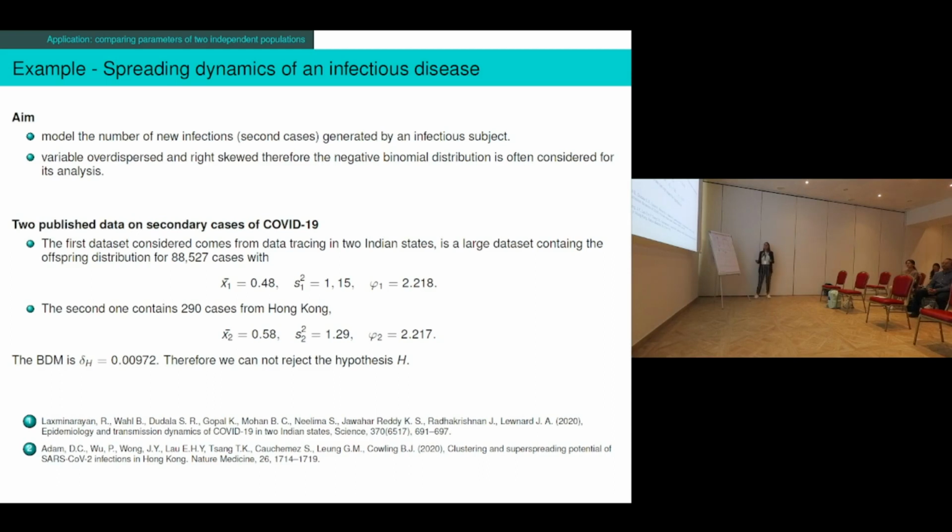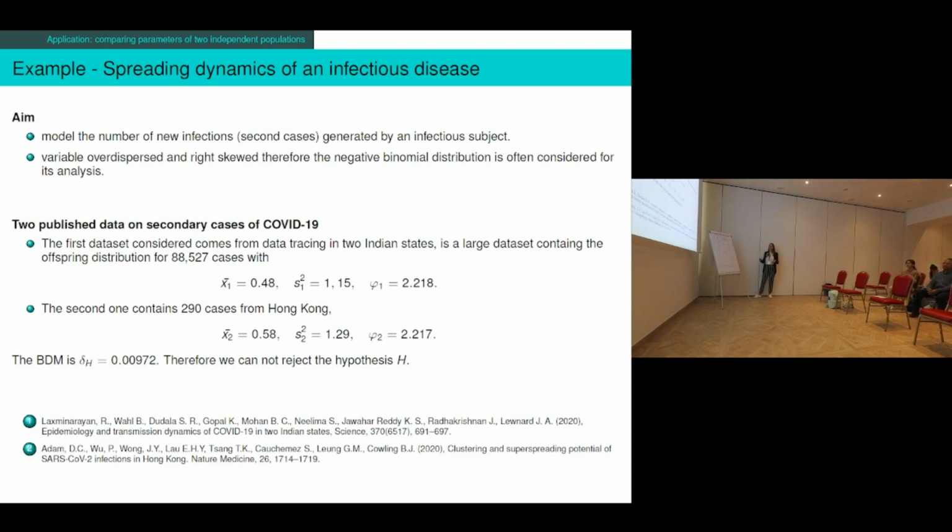So here we consider two data sets. One is huge, and it contains the data tracing of two Indian states, while the other one is small, and it contains the cases from Hong Kong. So we cannot compare these data sets by means of the mean of these two samples, since they have very different sizes.